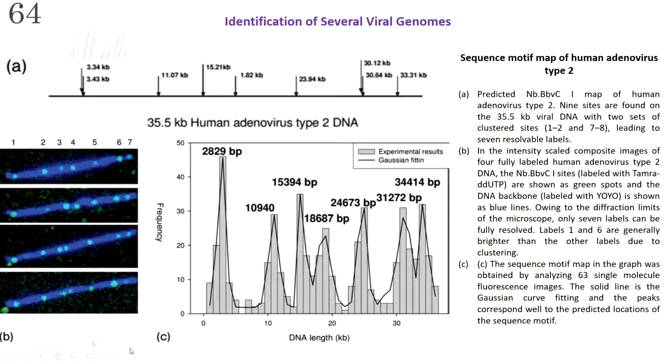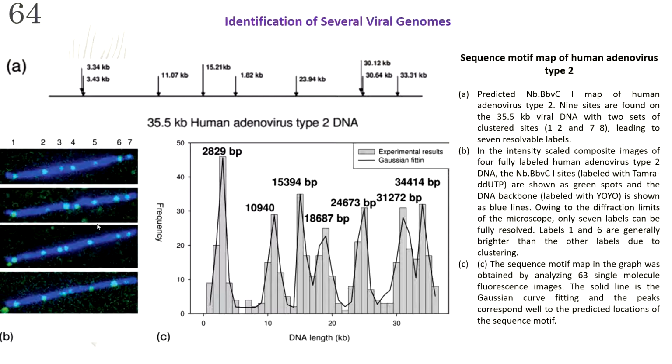As I've already told you, the sequence motif maps of both human adenovirus and rhinovirus were constructed to demonstrate the capability of this approach to rapidly map and identify pathogen genomes. And people have already tried to do this for coronavirus also. But this is a reported example of what they did for human adenovirus.